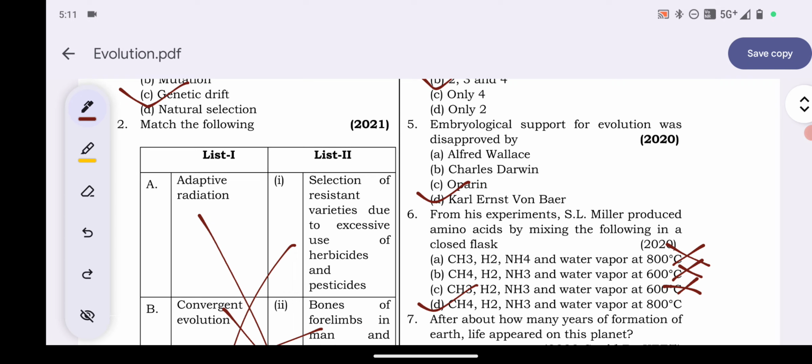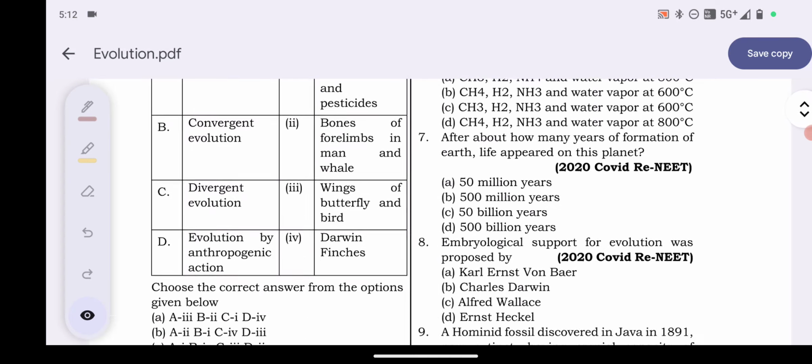In 1953, American scientist S.L. Miller developed an electric discharge in a closed flask containing CH4, H2, NH3 and water vapor at 800 degrees Celsius. So option D is the correct answer.